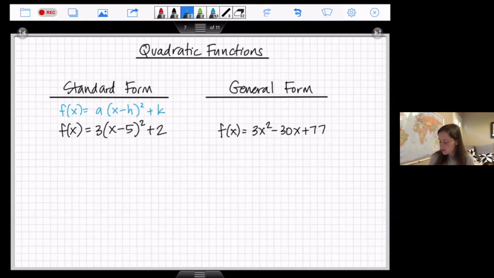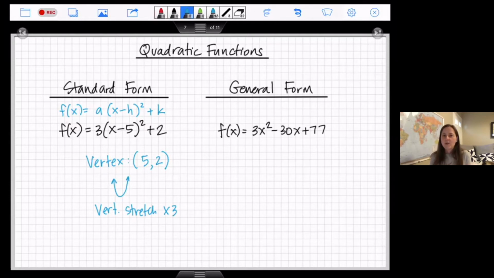We could tell just by looking at it that the vertex had an x coordinate of 5, we would say that minus 5 would change sign and become a positive 5. The y coordinate will keep its sign, so it will be 5 comma a positive 2. Because that number 3 was positive out at the front, we know this is going to be an upward opening parabola. And it also has that stretch of 3, vertical stretch, where we multiply all the y coordinates by 3. Okay, so we really like standard form because it has all this information in it.